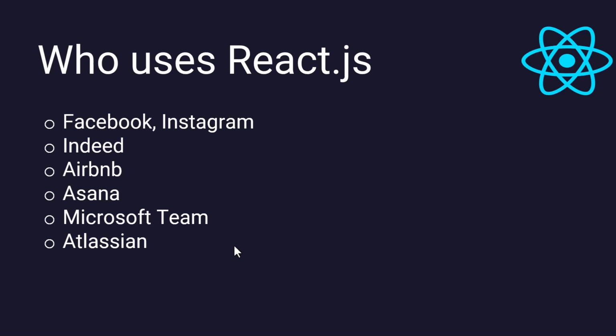Then Microsoft Teams. So Microsoft Teams also have some parts developed in React for their web application. And Atlassian, it is known for products like Bitbucket, Bamboo, and Git integration. They also use React to create their user interfaces and single page apps.